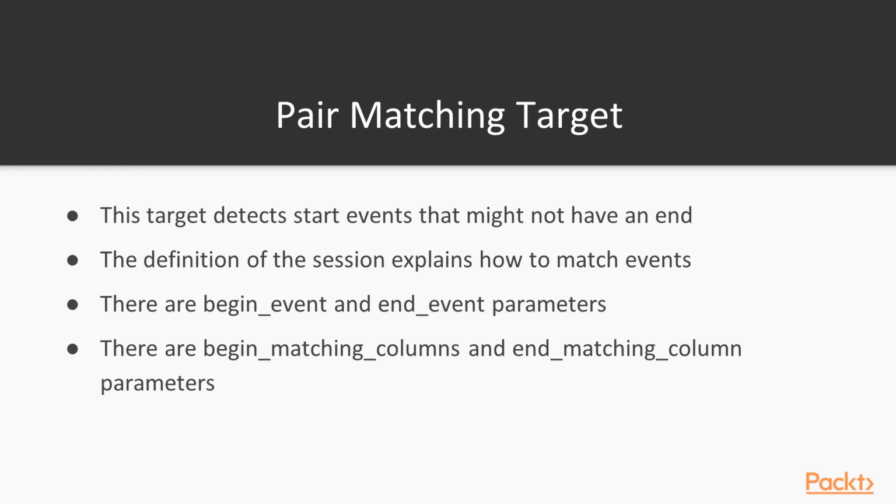The pair matching target is a great target for trying to correlate events together. So it detects start events that might not have an end or ones that do have an end. Parameters that you choose for this target will tell you how to match the events up. There's a begin event and end event parameter. There's also a begin matching columns and end matching columns parameter. And you can set these to choose which events are being matched up.